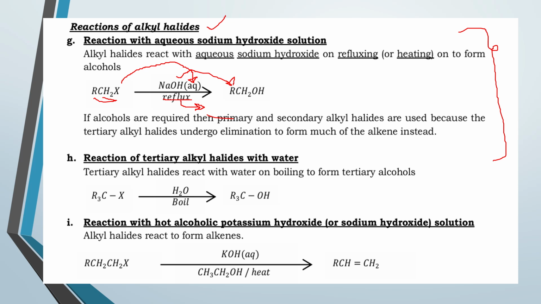So I think we can also prepare alcohols from tertiary alkyl halides. But for tertiary alkyl halides, we don't heat with sodium hydroxide. For this case, instead of sodium hydroxide, we boil with water. So the reagent is going to be water, and then we are going to boil.